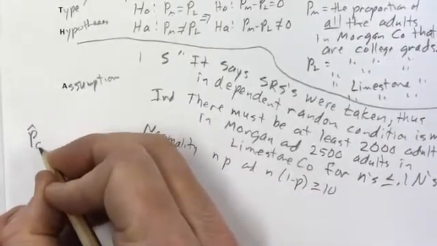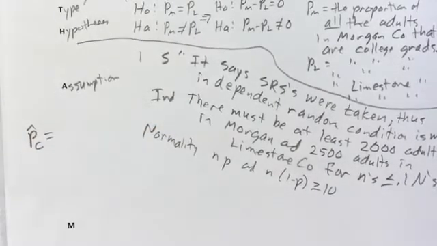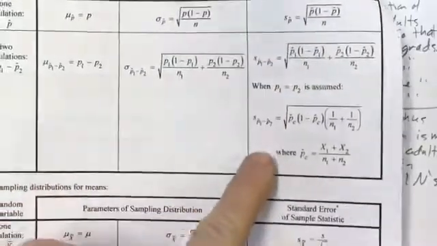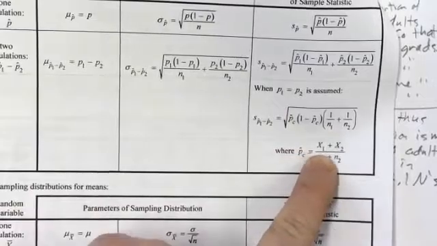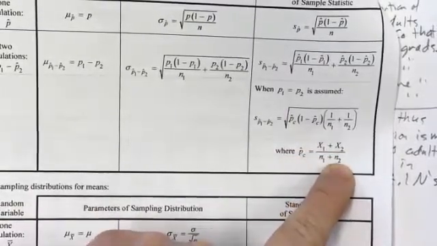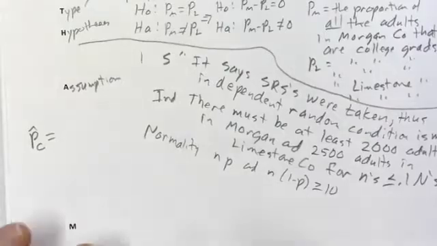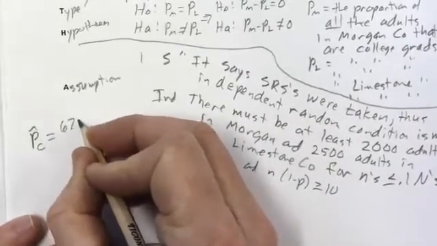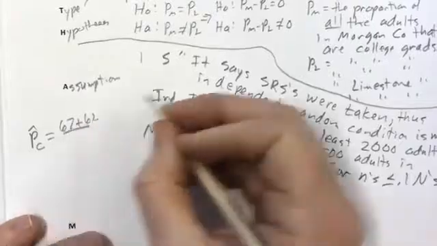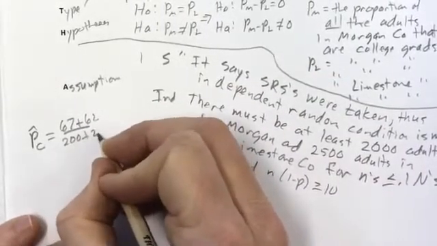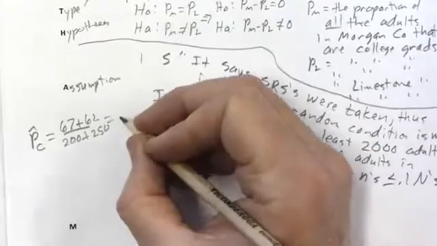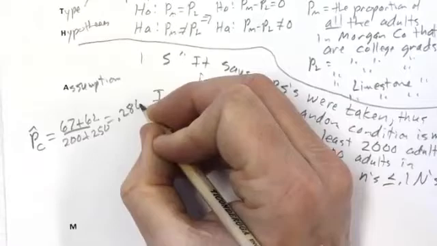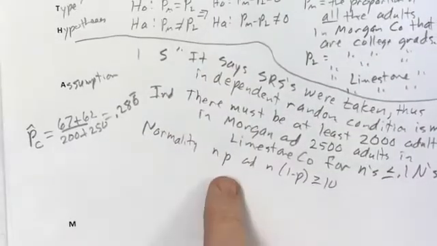Our p hat combined, and sometimes you'll see it called pooled, is on your formula sheet. If you turn to page 2 of your formula sheet, in the standard error we're going to use this. It's p hat combined. It just means add up your x's and add up your n's. Combine your two samples in essence. So this would be 67 successes in the first sample plus 62, over 200 plus 250. That is equal to 0.286 repeating, and that is the value we're going to use there.